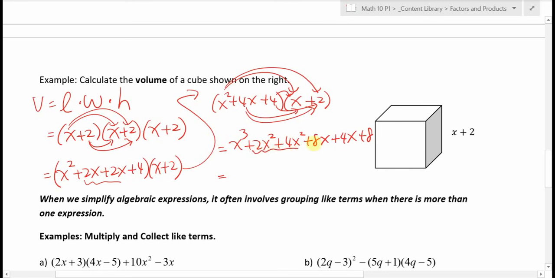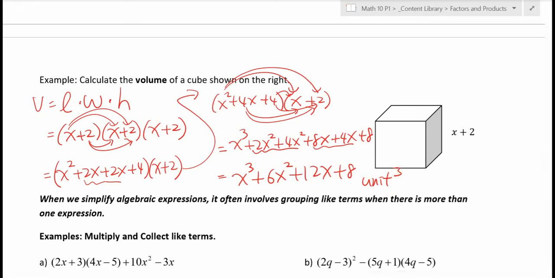You have like terms here, and you got like terms here. So you just combine them together. 2 plus 4 is a 6. 8 plus 4 is 12. And then we got 8 there. And then the unit will be unit cubed. Okay, so that's how you find the volume. Again, when you have three sets of brackets multiplied together, you just multiply the first two sets of brackets, simplify that, and then you multiply with the last set of brackets.